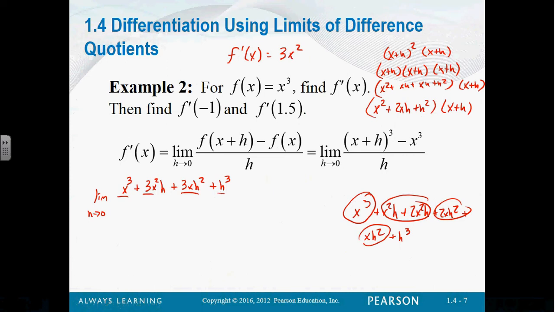X plus h cubed is not x cubed plus h cubed. Okay? I saw that a lot on the previous test where people would do squares like that. X plus h squared is not x squared plus h squared. You can't just do each one separately. Make sure you FOIL it out. Okay?